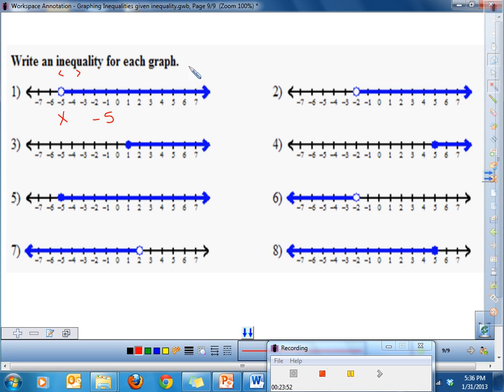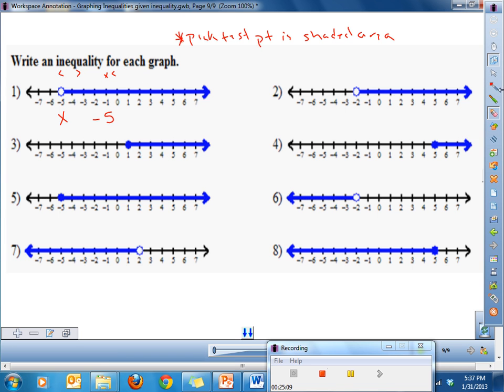So what I would do is pick a test point. A key point that you should write is: pick a test point in a shaded area. So for this first point, I'm going to pick a point like negative 3. I'm sorry, I just wrote that wrong. Our inequality is going to be, is x less than negative 5?